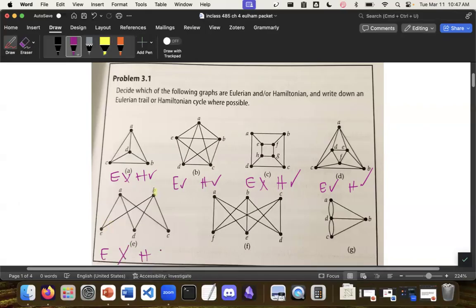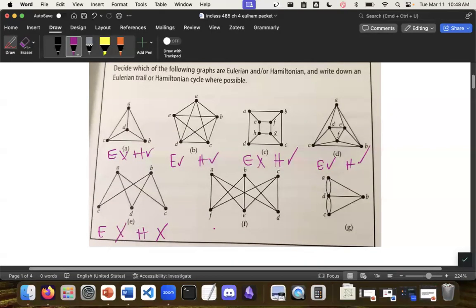What about Hamiltonian? Thumbs down? Right, if we start at the bottom, we'll get back up to one of the two on the top and have no way to get there. If we start at the top, we'll go back up to B, and that's not acceptable. So, no, it's not Hamiltonian.